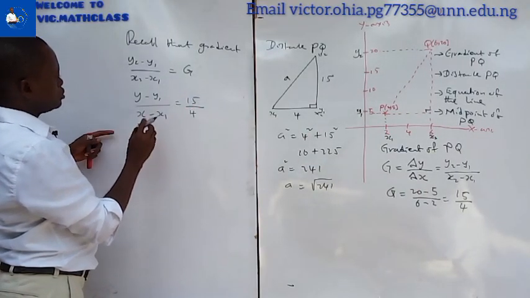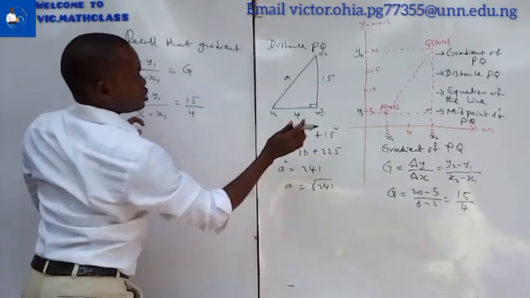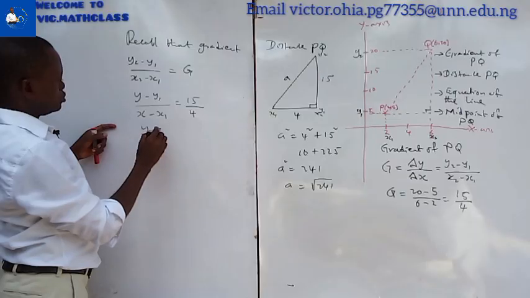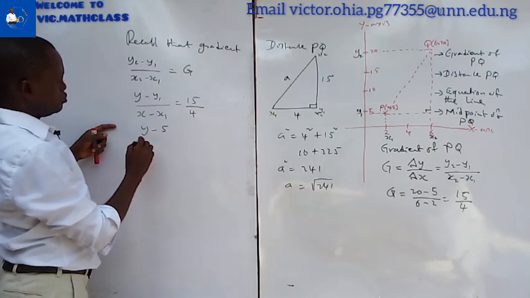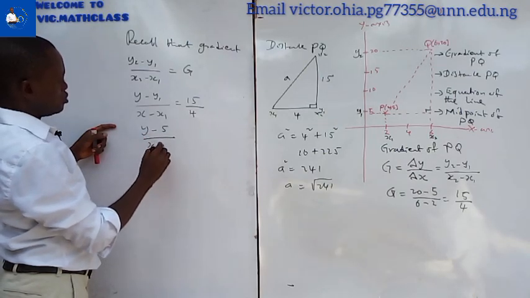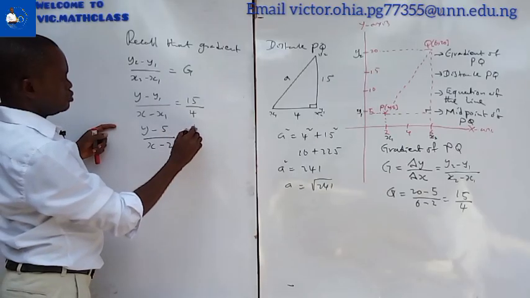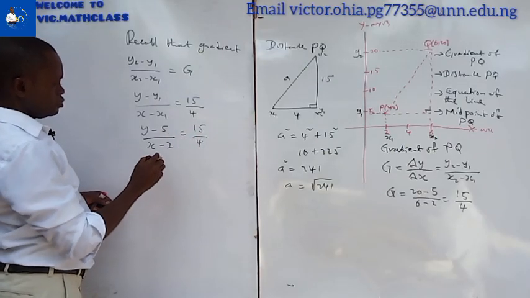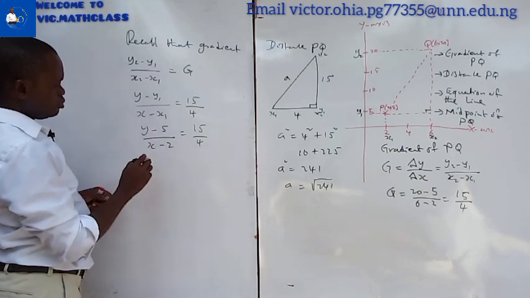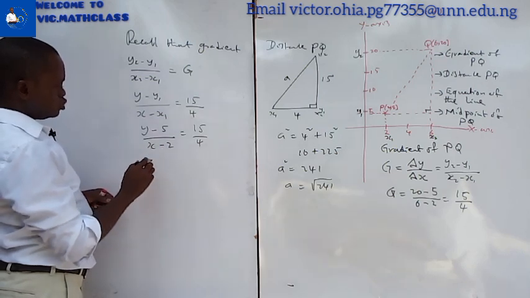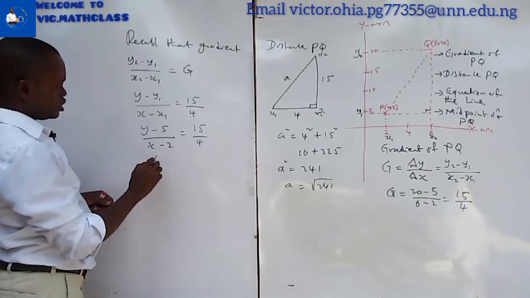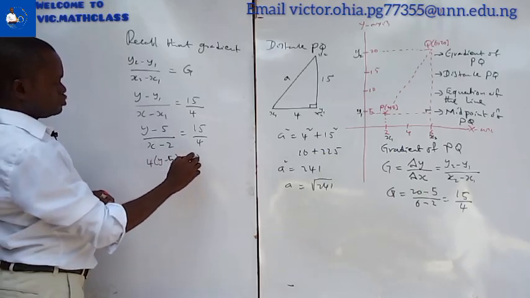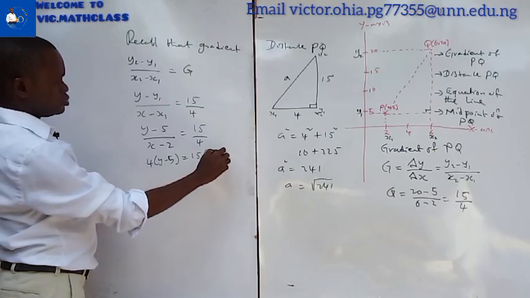So over x minus x1 equals the gradient. I have calculated, so far as this line is concerned, it is 15 over 4. So you can see that I am picking this location. x is 2 and y is 5. So y minus 5 over x minus 2 is given by the gradient 15 over 4. So I will cross multiply here and simplify this. So in cross multiplying, I will have 4 bracket y minus 5 then equals 15 bracket x minus 2.